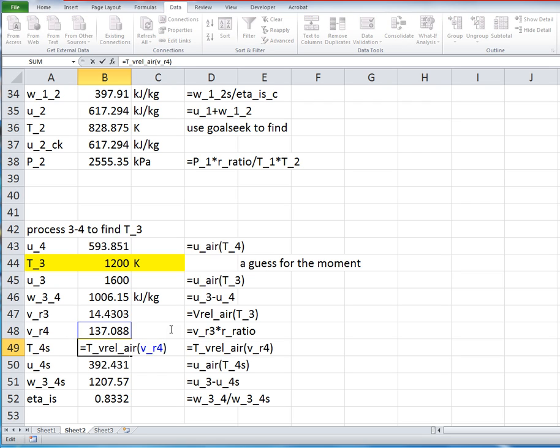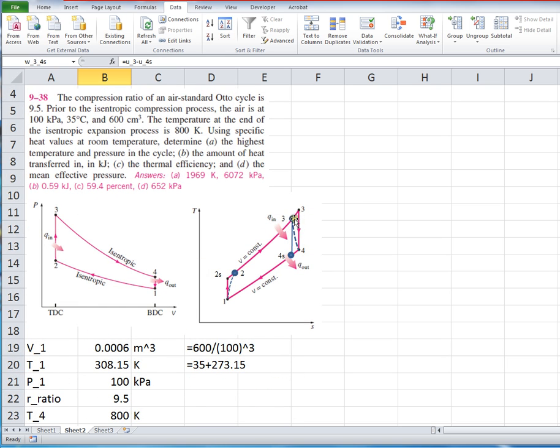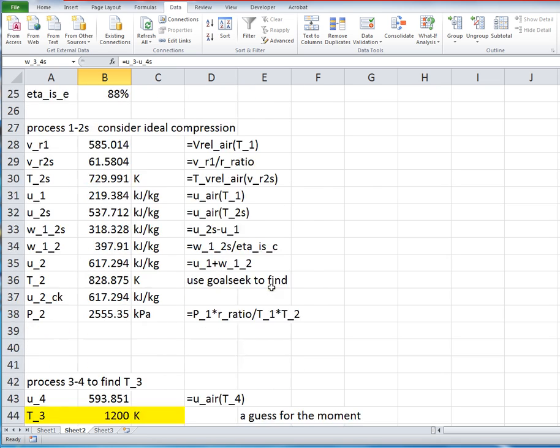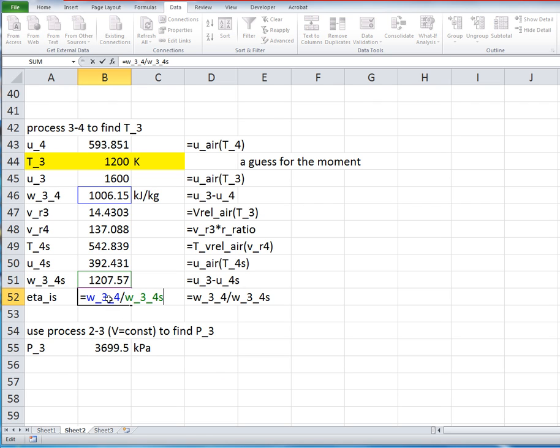And then finally, using the reverse table lookup, the V relative based on T air gives us a number for the T4S. So knowing T4S, we can calculate the corresponding internal energy, and then we could also calculate the corresponding ideal work. So here's the deal. We've assumed a T3. We've calculated what the corresponding isentropic state is. And we know what the internal energy of state 4 is supposed to be. So we can use that known internal energy with the assumed state 3 and the ideal work that's associated with the expansion from that state 3. And we can calculate the isentropic efficiency. And that isentropic efficiency has to equal the isentropic efficiency that we were given, in other words, the 88%.